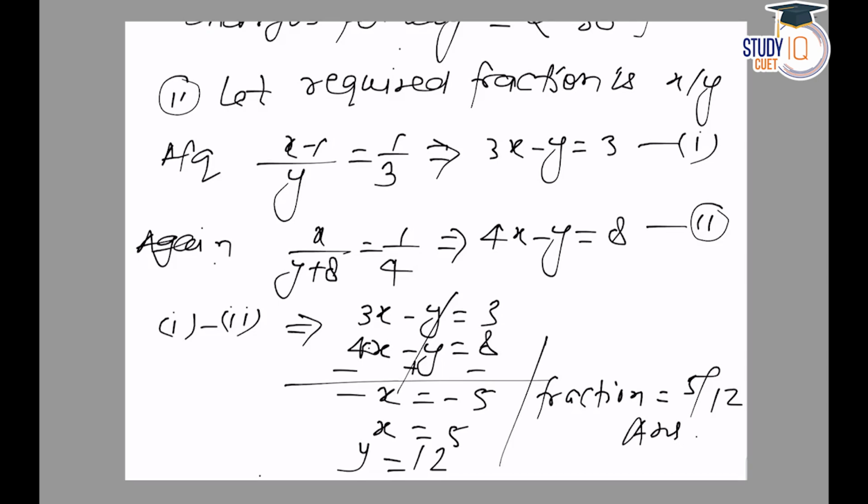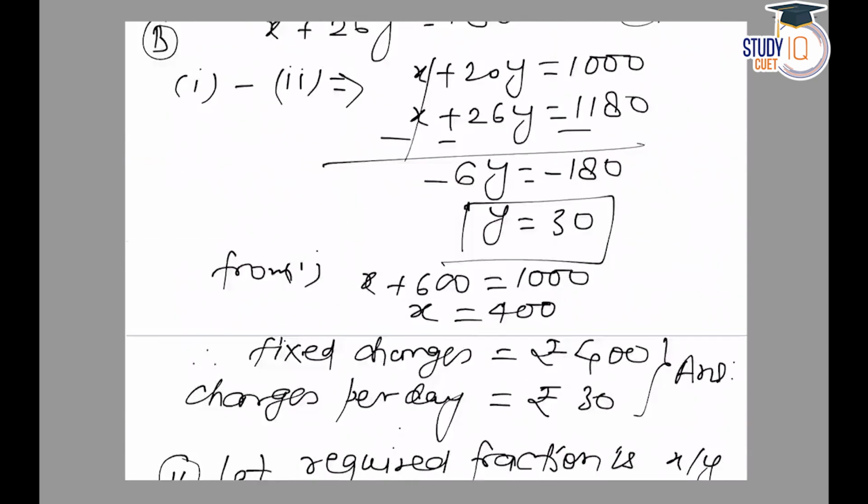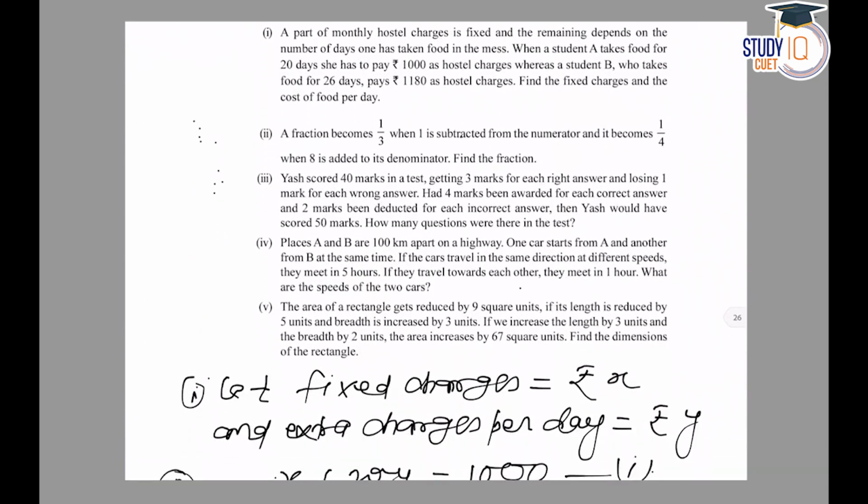Now the third part is: Yes scored 40 marks in a test, getting 3 marks for each right answer and losing 1 mark for each wrong answer. Had 4 marks been awarded for each correct answer and 2 marks been deducted for each incorrect answer, then Yes would have scored 50 marks. How many questions were present in the test paper?